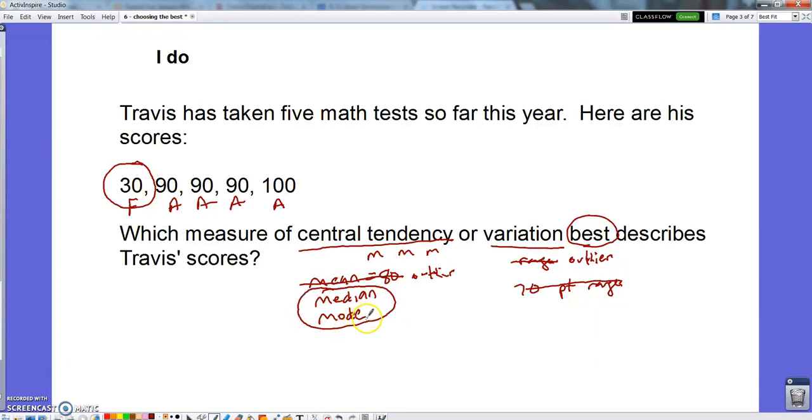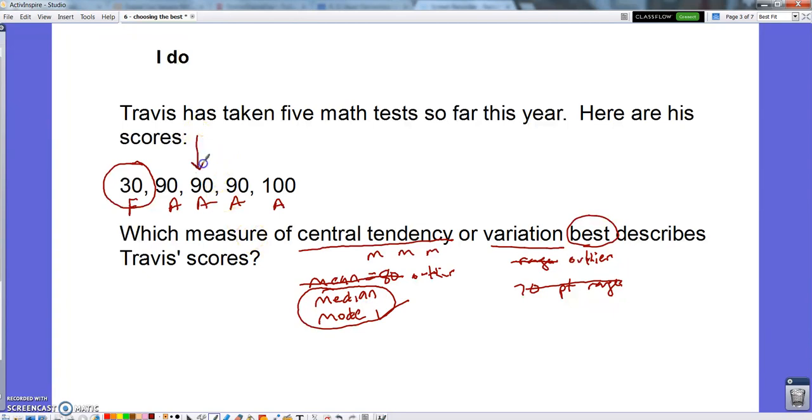Now, mode is not usually a great answer because oftentimes mode's like, well, there's 2 out of 10 that have this, and that doesn't mean it's really a great answer to the question. In this one, the mode's pretty good. Since he got a 93 times out of 5, he pretty much gets 90s, and that would be a fair thing to say. So I think mode would be a good answer to this question.